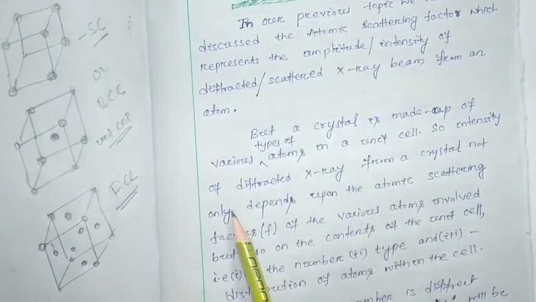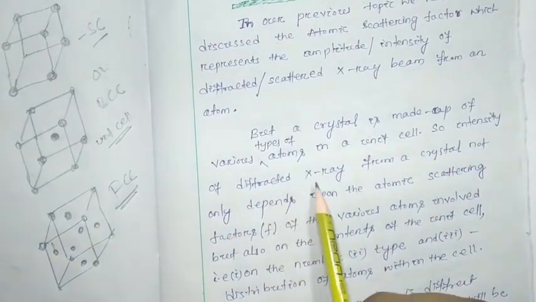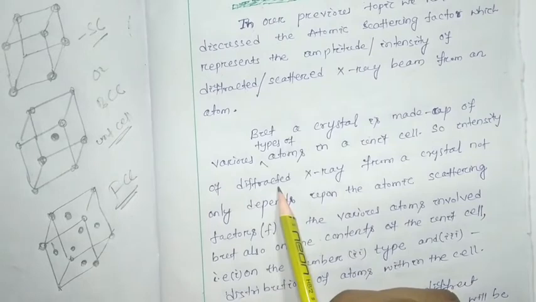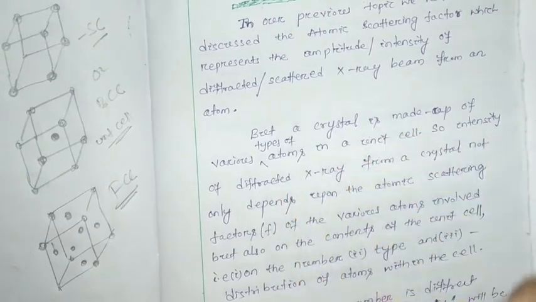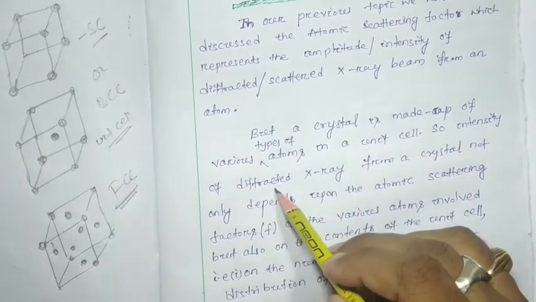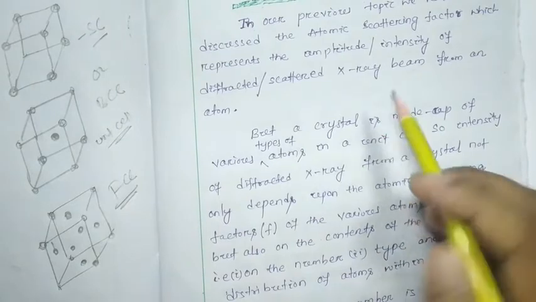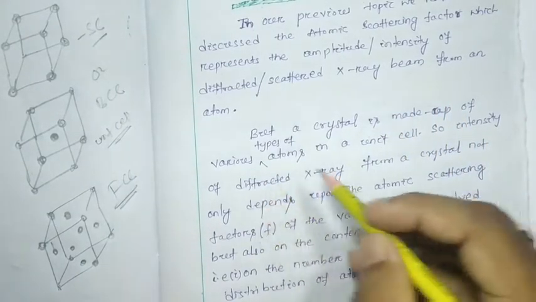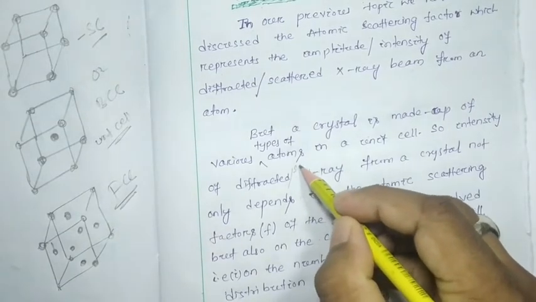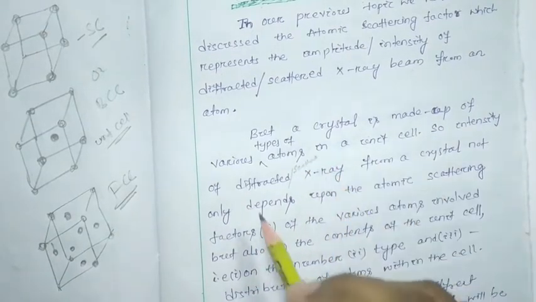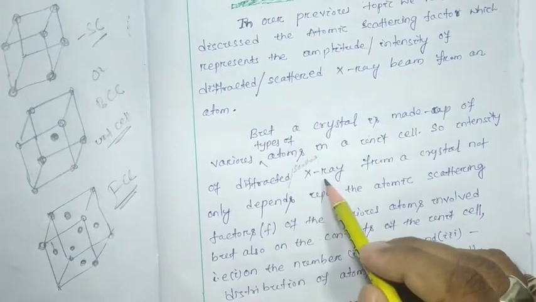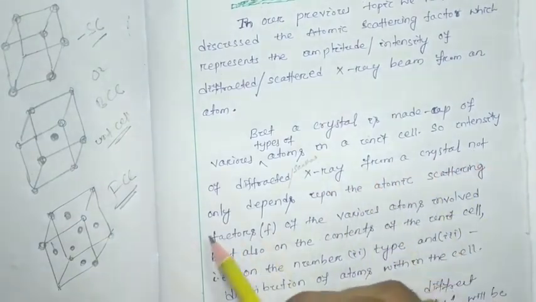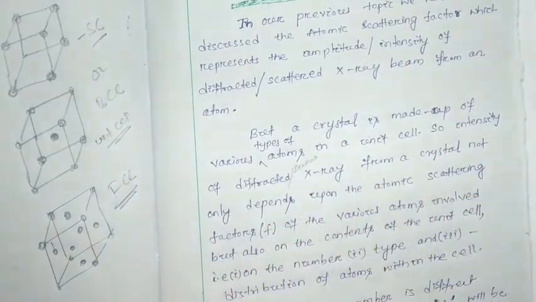So intensity of diffracted X-ray, diffracted or scattered, okay, diffracted. In this note, somewhere I have written diffracted, somewhere scattered. There is no issue, you should not be confused. Here also you can write diffracted or scattered, no problem. The intensity of diffracted X-ray from a crystal not only depends upon the atomic scattering factor.